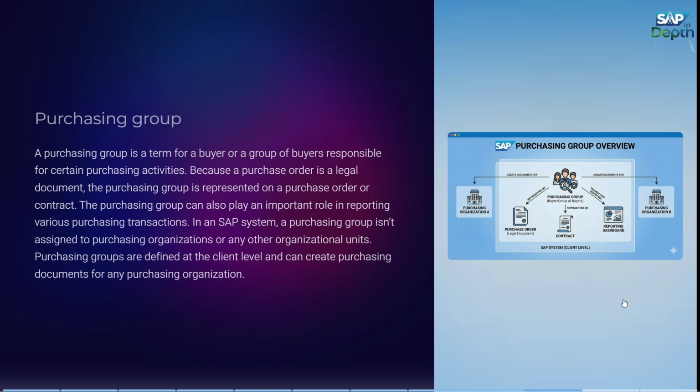The purchasing group can work across any purchase organization. For example, one group might handle electronics, another might handle raw material, another might handle semi-finished materials. They are key for tracking who bought what. This is all about the purchasing group.